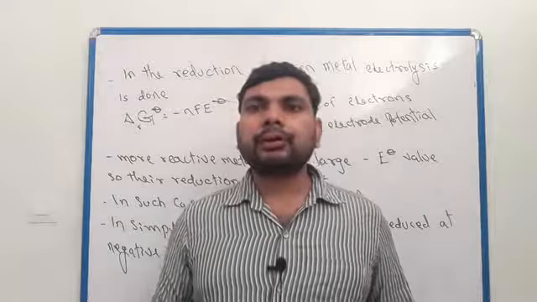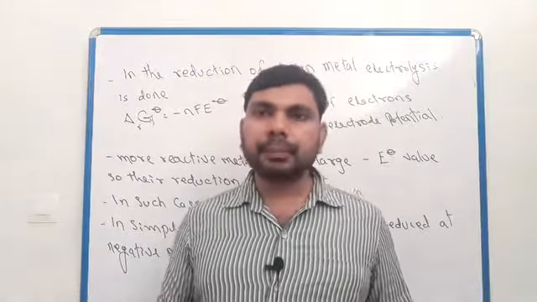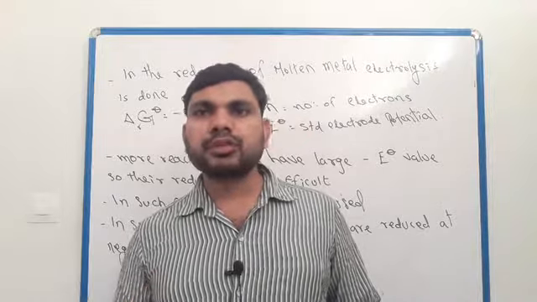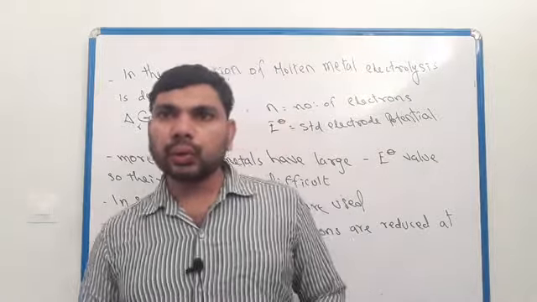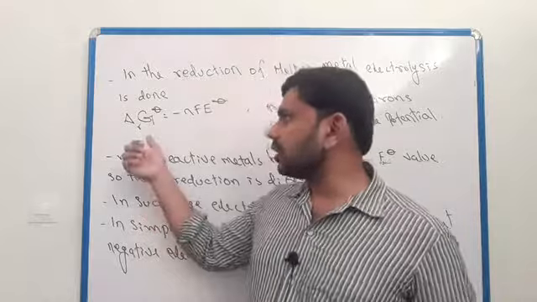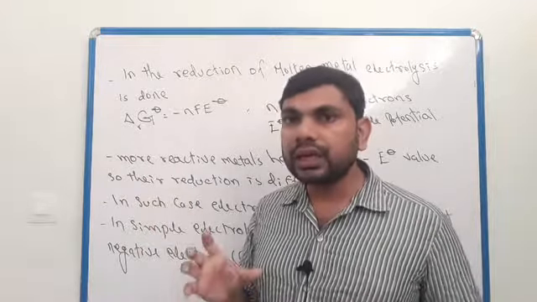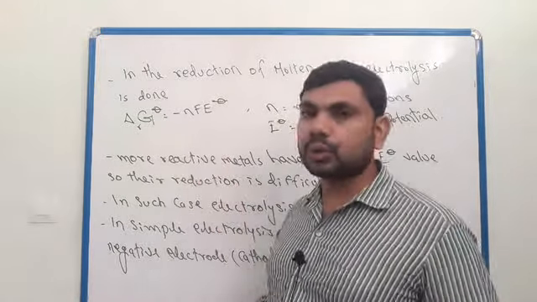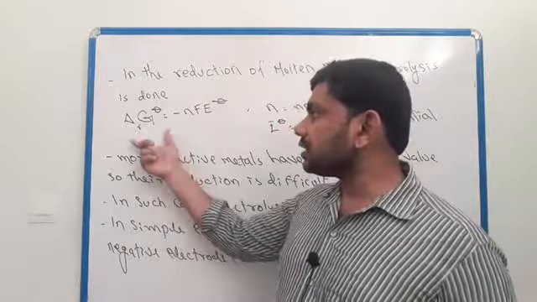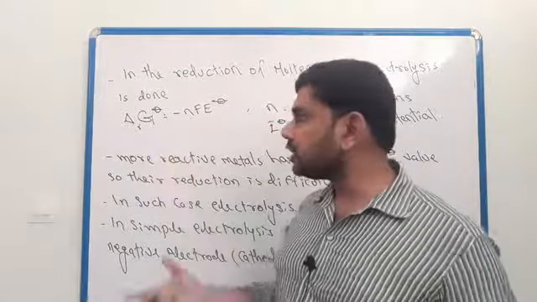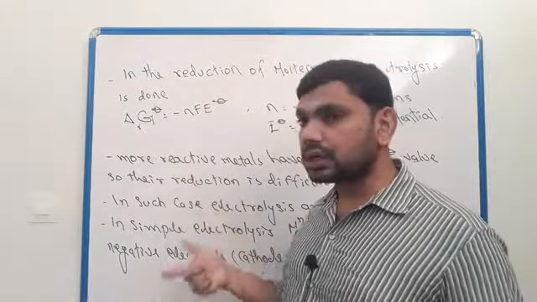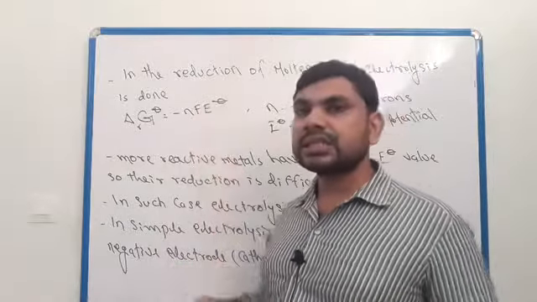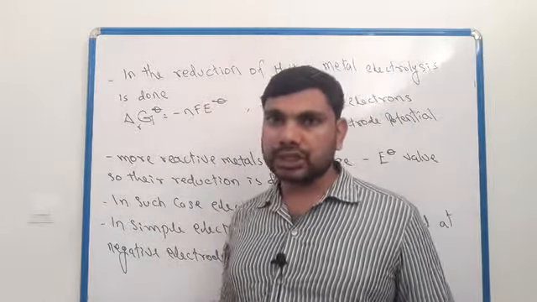Next, we have to discuss the electrical principles of metallurgy. We know the Gibbs free energy equation: delta G equal to minus nFE0. Here, delta G is the free energy change, n means the number of electrons, F is the Faraday constant, and E0 represents the standard electrode potential.